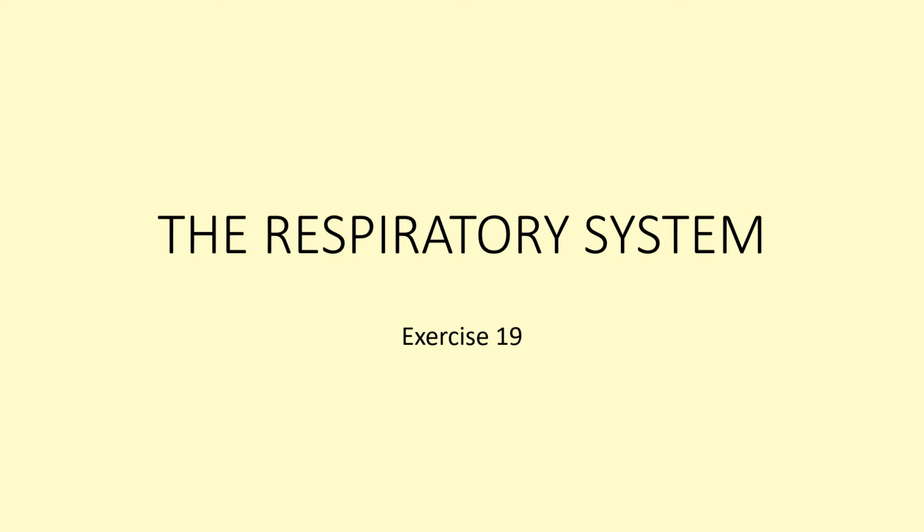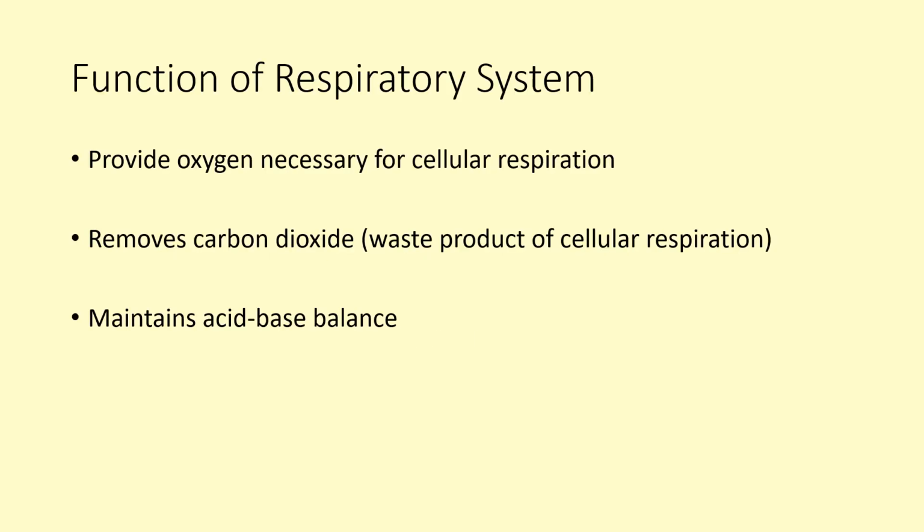Exercise 19 deals with the respiratory system. So the function of the respiratory system, most people are familiar with, is to provide oxygen. You need oxygen for a process called cellular respiration, for being able to carry out a lot of chemical reactions that are necessary for producing energy. It also removes the carbon dioxide, which is a waste product of cellular respiration.